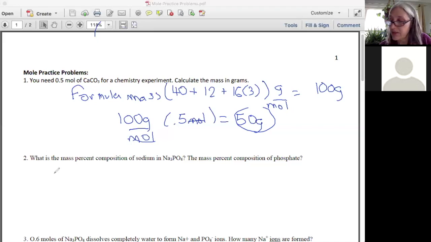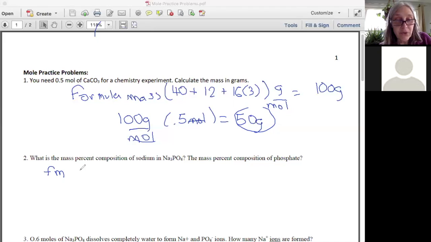So let's go to the next one. What is the mass percent composition of sodium in sodium phosphate? It also asks for the mass percent composition of phosphate. Again, when we have a problem like this, the first thing we need to do is figure out the formula mass, which I'll just abbreviate FM.